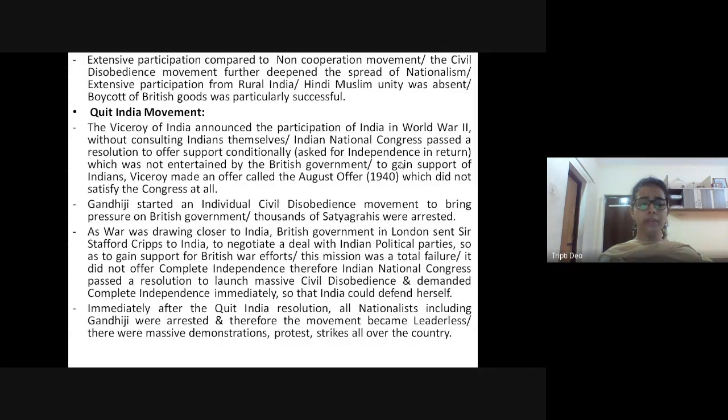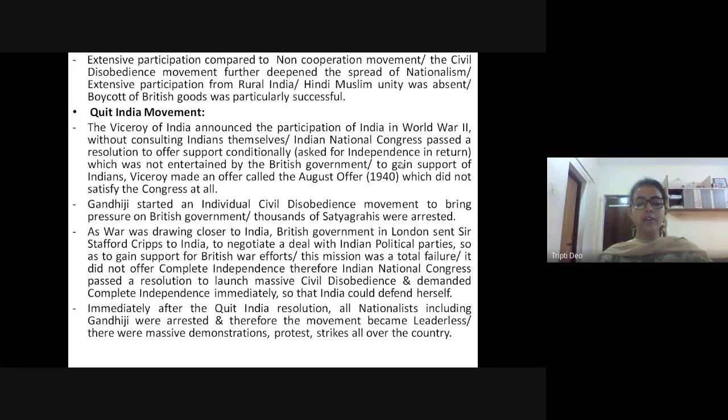Now, the Quit India movement was closer to the Second World War. Now, let's understand. The Quit India movement, if you see, was also a result of a lot that was happening in the world at this point of time. The Viceroy of India announced the participation of India in World War II, without consulting Indians themselves. The Indian National Congress passed a resolution to offer support conditionally, asking for independence in return.